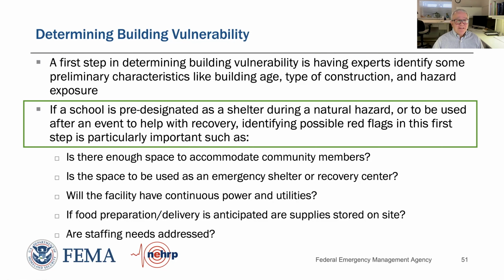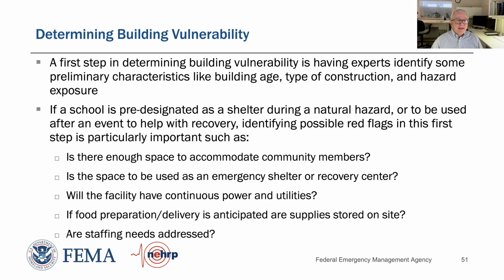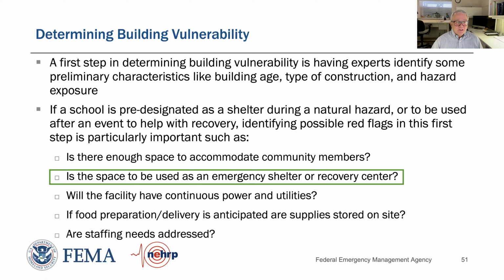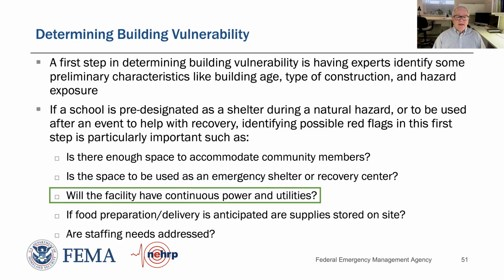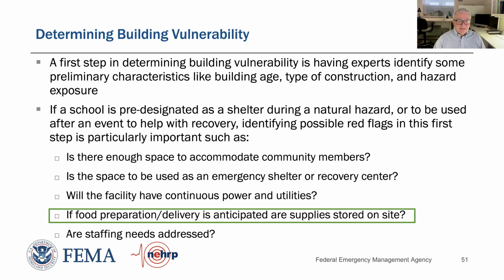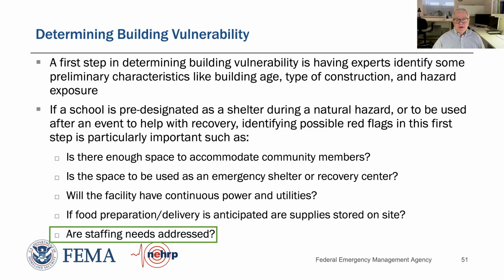If a school is pre-designated as an emergency shelter during a natural hazard or to be used after an event to help with recovery, identifying the possible red flags in this first step is particularly important. And again, this is if it's pre-designated as a shelter. One, is there enough space to accommodate community members? Is the space to be used as an emergency shelter or recovery center? Will the facility have continuous power and utilities? If food preparation and delivery is anticipated, are supplies stored on site, and are the staffing needs addressed?